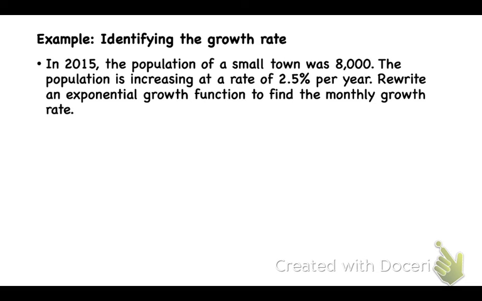Okay, so in 2015, the population of a small town was 8,000. The population is increasing at a rate of 2.5% per year. Write an exponential growth function to find the monthly growth rate.